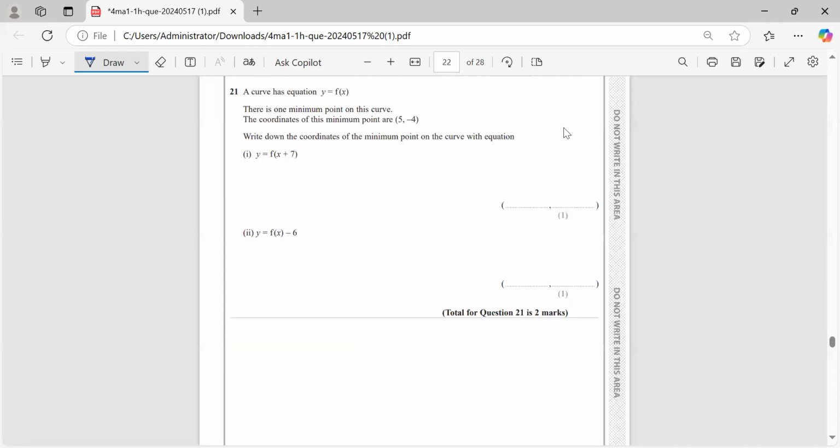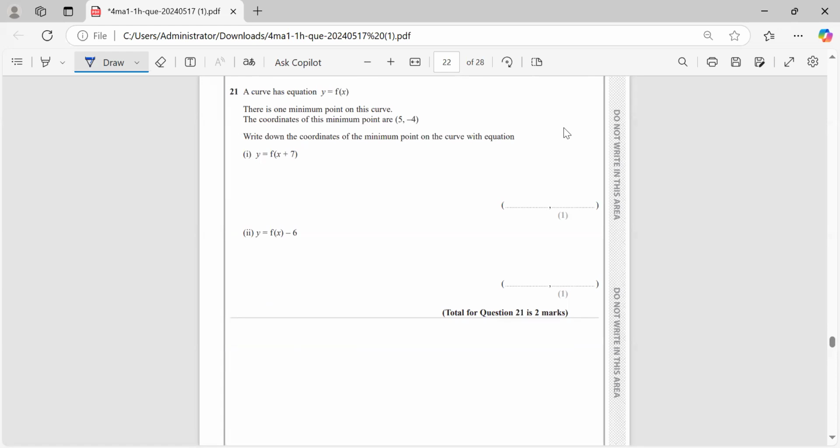All right. Question number 21 says a curve has equation y is equal to f of x. There is one minimum point on this curve. The coordinates of this minimum point are 5 and -4. Write down the coordinates of the minimum point in the curve with equation.